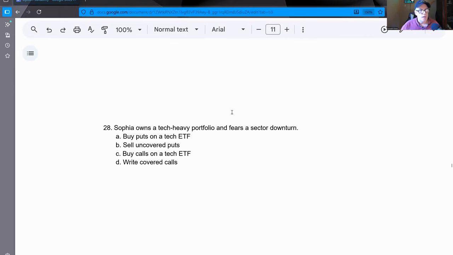Here's a good one. Sophia owns a tech-heavy portfolio and fears a sector downturn. So what are you going to do? Okay, so we're worried about that. So I'm very down. I'm going to do bearish things. So it's either A or D, and it says buy puts on the tech ETF. I like that. You buy ETF puts. That's awesome. That works for me. 28 is A as an apple.